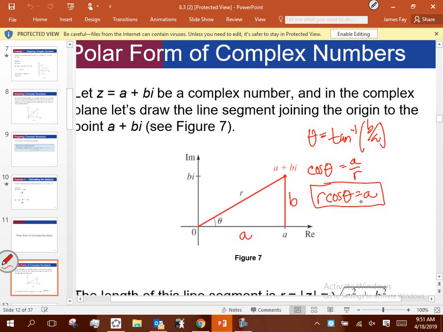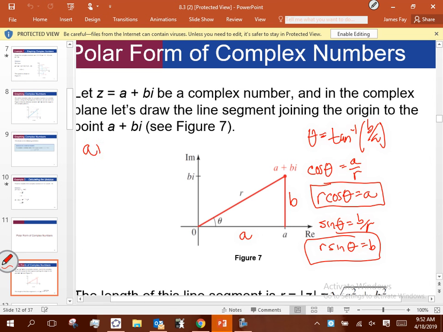That's key for us. Because a is your real number and it is now equal to r cosine theta in polar form. Does that make sense? Sine of theta is equal to b over r. Multiply both sides by r, I get that. Okay with everybody? So now let's make some substitutions.